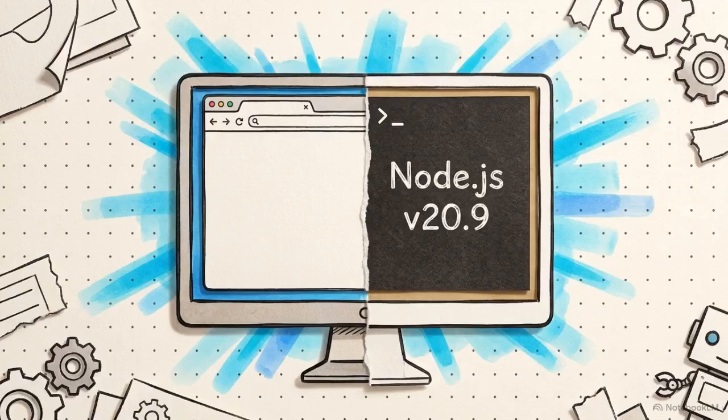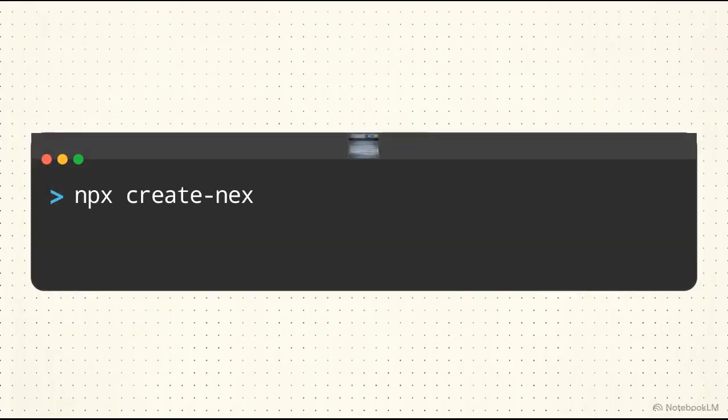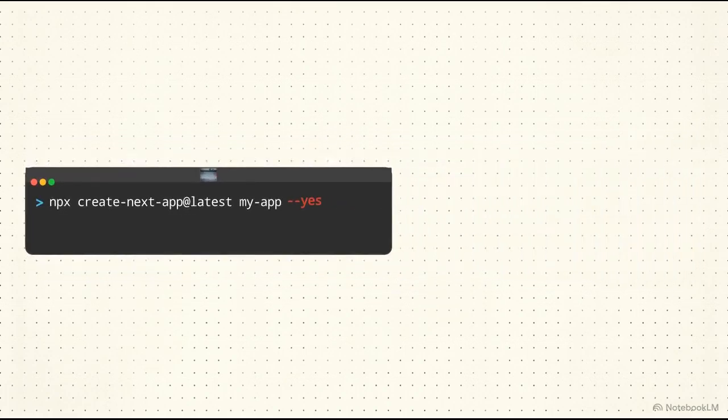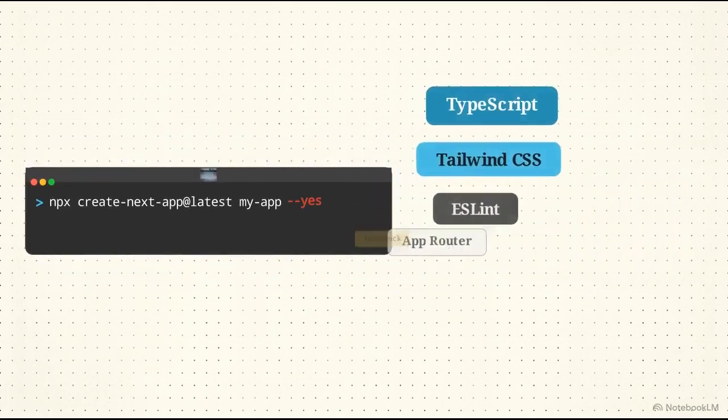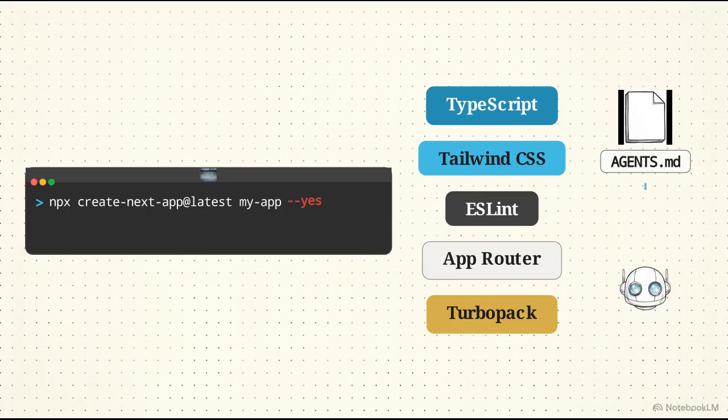To start the clock, you only need 2 things installed on your machine: a modern web browser and Node.js version 20.9 or higher. Our primary installation command, npx create-next-app@latest my-app with the --yes flag, accepts the optimal stack: TypeScript, Tailwind, ESLint, App Router, and Turbopack. It also generates AGENTS.md, an instruction manual teaching AI assistants to write modern Next.js code.